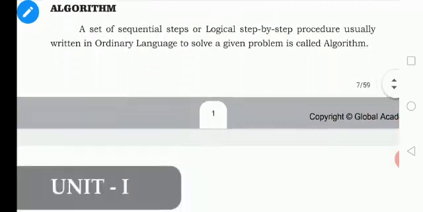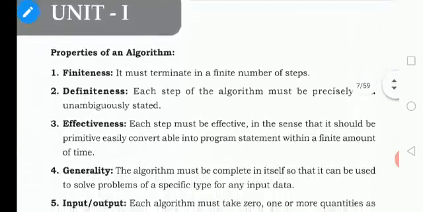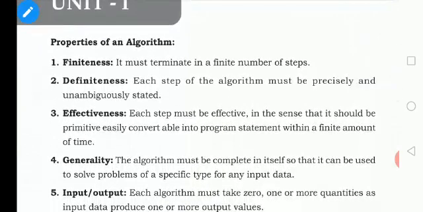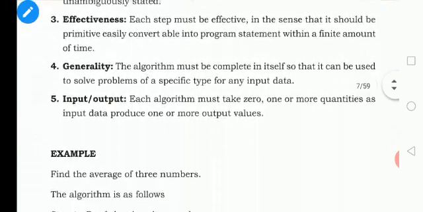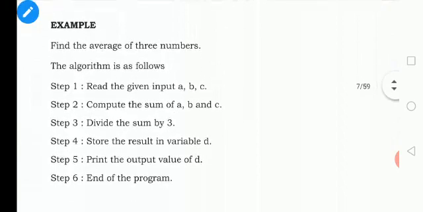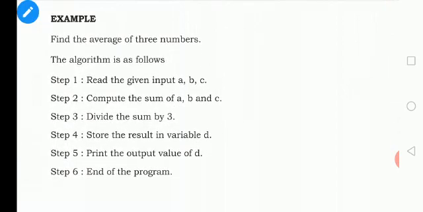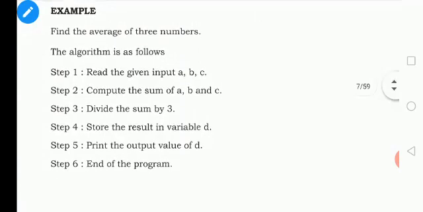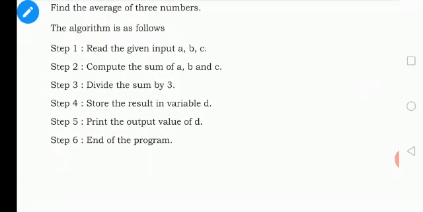Okay dear. Then we have seen the properties of algorithm, isn't it? What are they? Finiteness, definiteness, effectiveness, generality, input and output. Then one example we have seen. This is also step by step. You see, step 1, step 2 up to step 6. First we have to read the given input A, B, C. So here they are getting 3 inputs from the user, getting the values, dividing and storing the result, and finally they are giving the output.